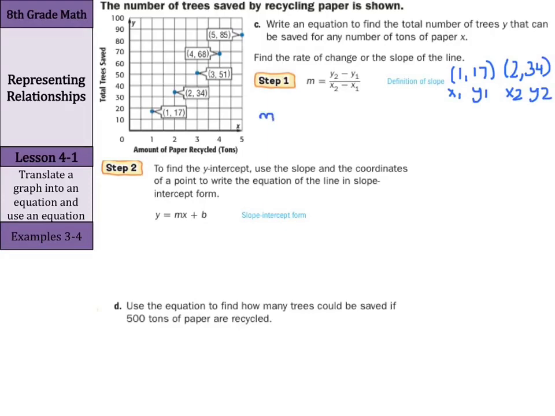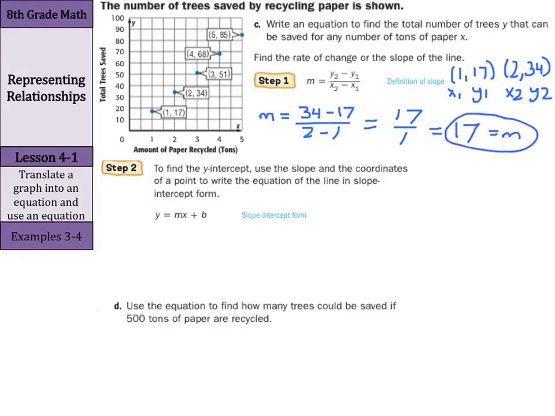So m is going to equal our y2 was 34, our y1 was 17, our x2 was 2, and our x1 was 1. Well, as we simplify this now, 34 minus 17 is 17, 2 minus 1 is 1, and 17 over 1 simplifies to 17. So our slope of the line, or our rate of change, is 17.